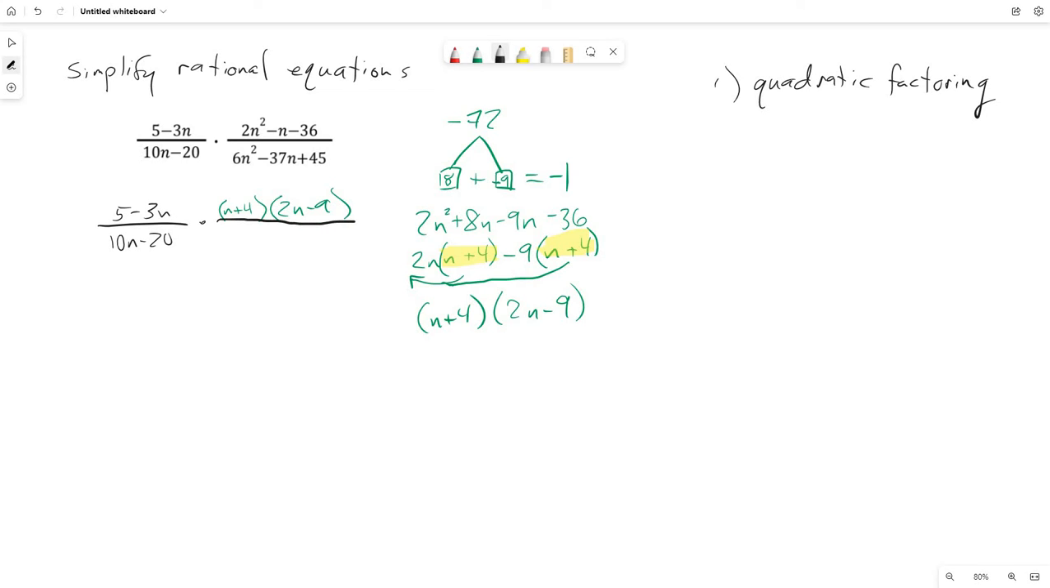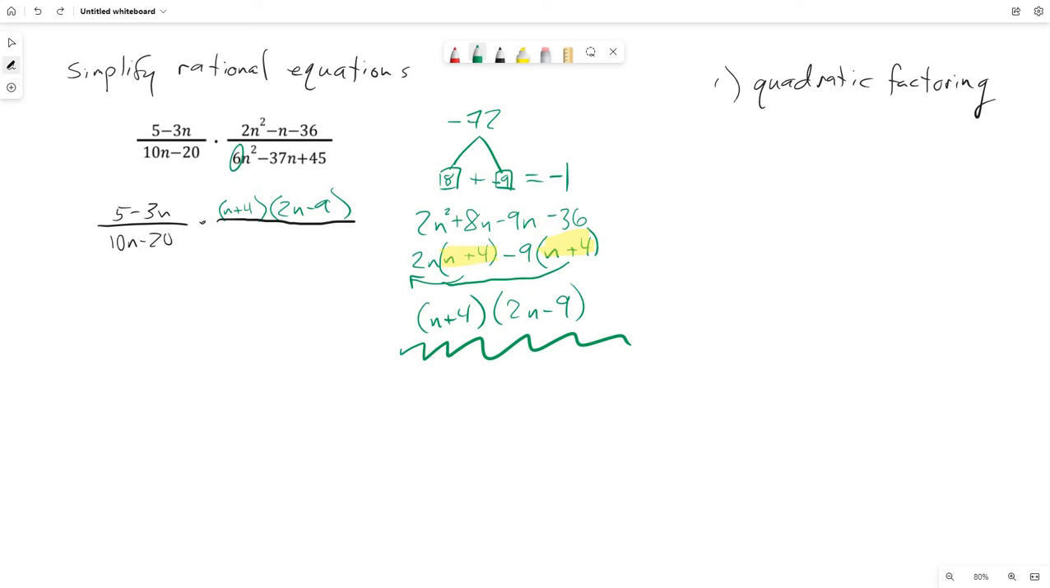Okay, now we've got to do the same thing down here. Let's just put a big break between them. Okay. Same thing though. So we're going to do 645.